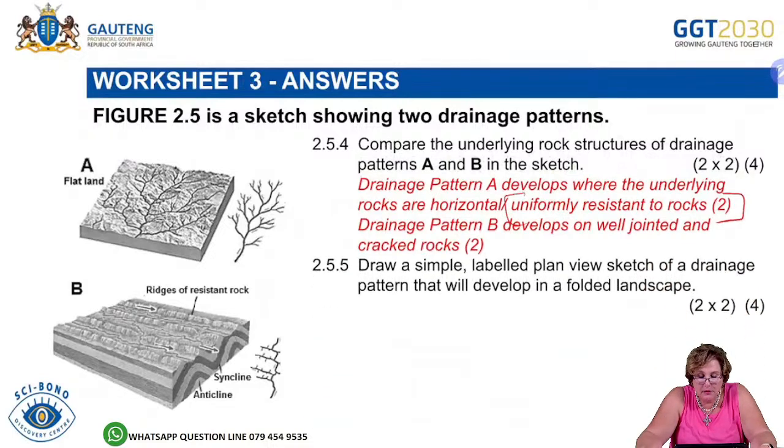Draw a simple labeled plan view sketch of a drainage pattern that will develop in a folded landscape, and that will be your trailer. Boys and girls, we're going over to Mapwork now, and I want you to follow this video on how to draw a cross section.